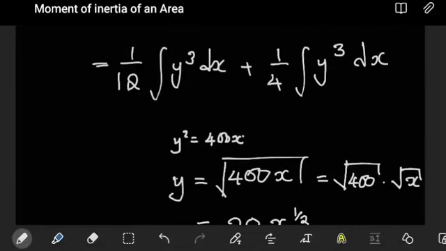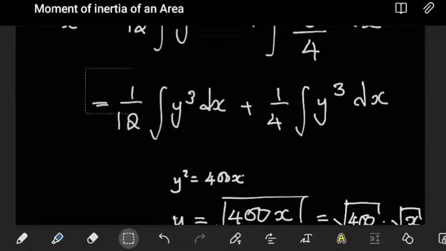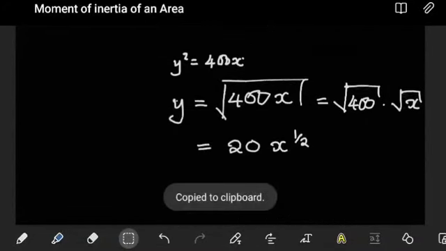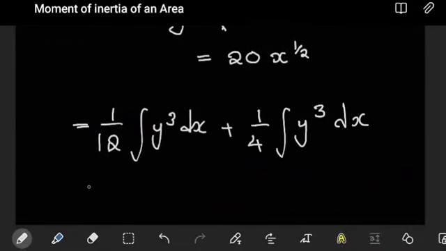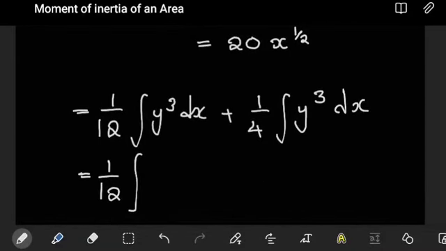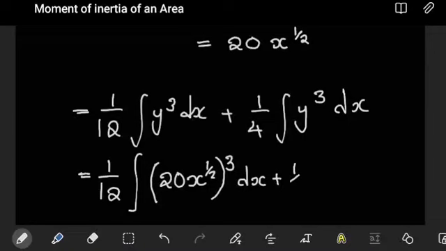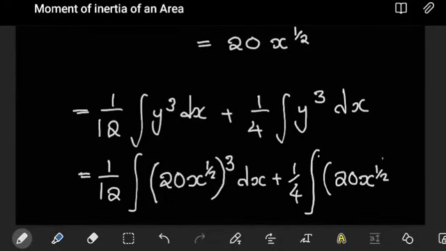Now, we have y to the power 3 there, but now we know what y is, so we'll just copy this, and where there is y, we'll substitute. This is now 1 over 12, the integral of y cubed. y is coming with that, so this becomes 20, and then x to the power 1 over 2, but this is raised to power 3, then dx. Plus, again, we have 1 over 4. Again, y cubed here, so this is the integral of 20, x to the power half, and then again, this is to the power 3 dx.